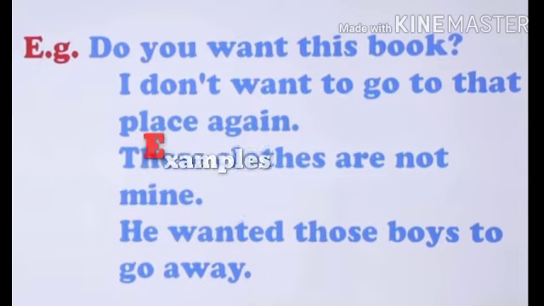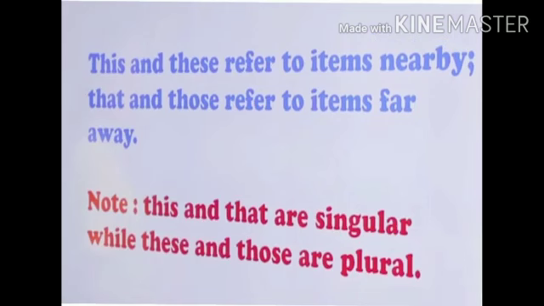Do you want this book? I don't want to go to that place again. So basically, we are pointing out something here. These clothes are not mine. He wanted those boys to go away. This and these refer to items nearby. That and those refer to items far away. This and that are singular, while these and those are plural.